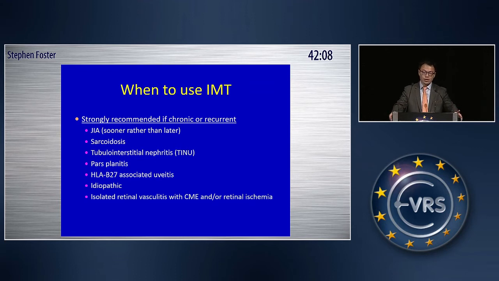Now, IMT is strongly recommended, not always the case, but strongly recommended if it's chronic or recurrent, and these are the diseases that you should consider IMT in. JIA, always sooner rather than later, and then sarcoidosis.